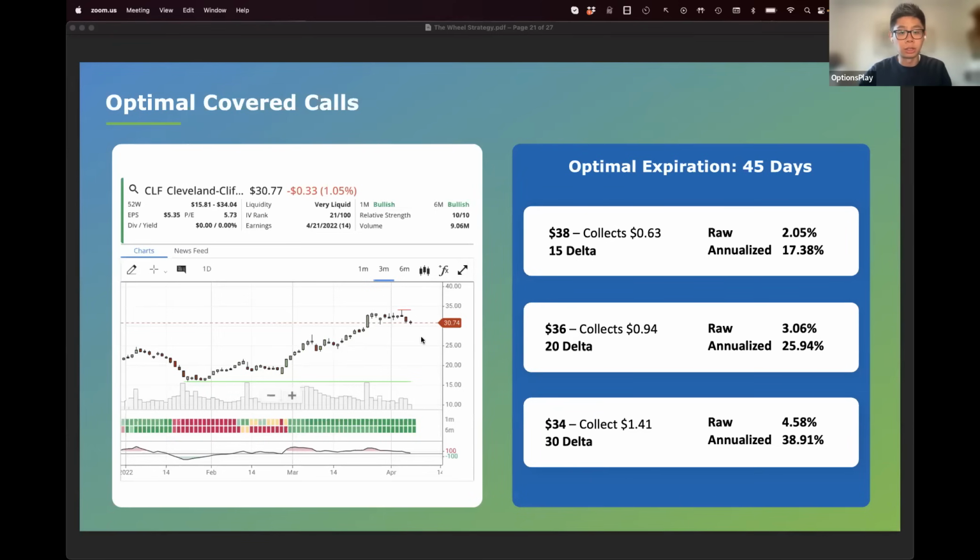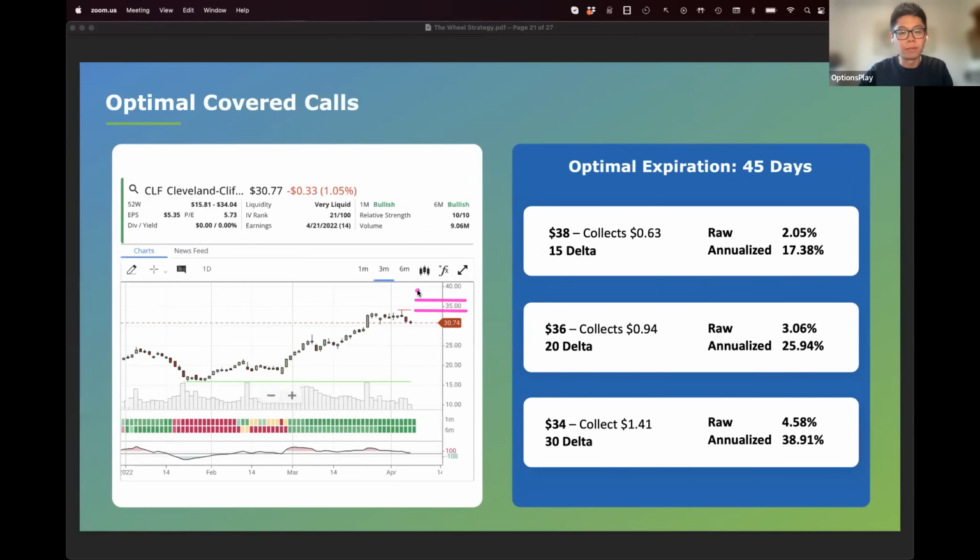Now, the stock is currently trading just a little over $30 here, and you have a variety of choices when it comes to expiration dates and strike prices. So I want to show you on the screen how you should go about selecting the appropriate expiration date and strike price for a stock like Cleveland Cliffs. I have three choices on my screen. Let's say I have the choice of the 34s, the 36, and I'm also going to choose the 38.